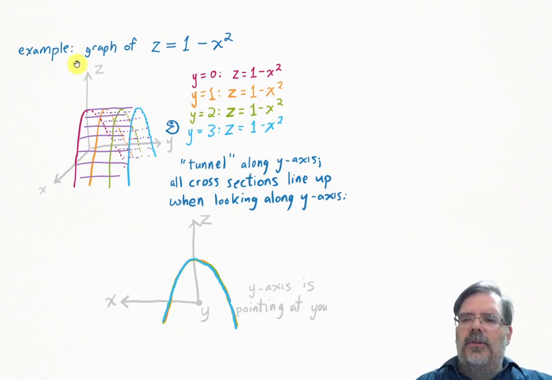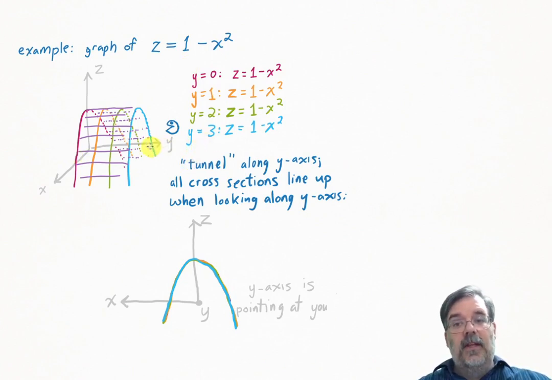This is a really interesting graph. z equals 1 minus x squared. And I am thinking of this as a function of x and y. But you'll notice there's no y here. And so imagine what happens if we try to take cross sections along the y-axis. In other words, set y to different values: y equals 0, y equals 1, y equals 2, y equals 3.